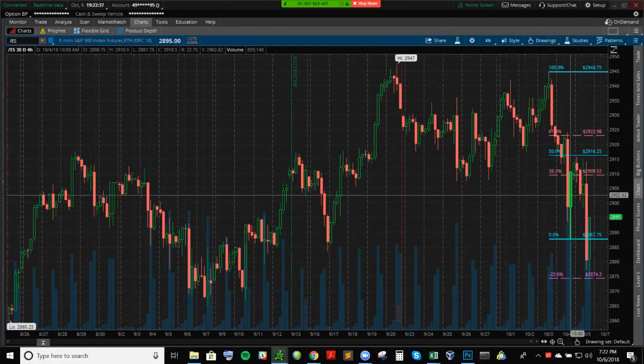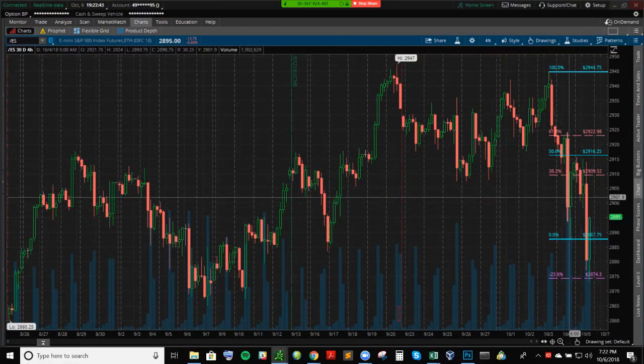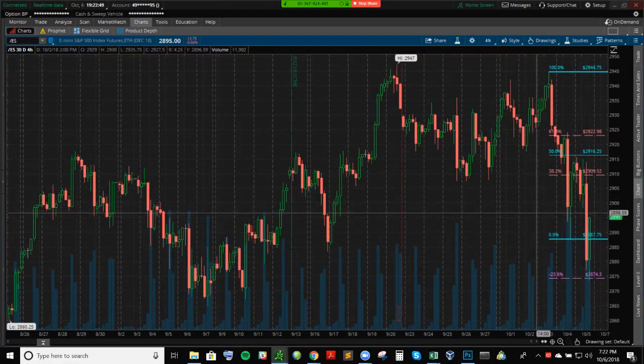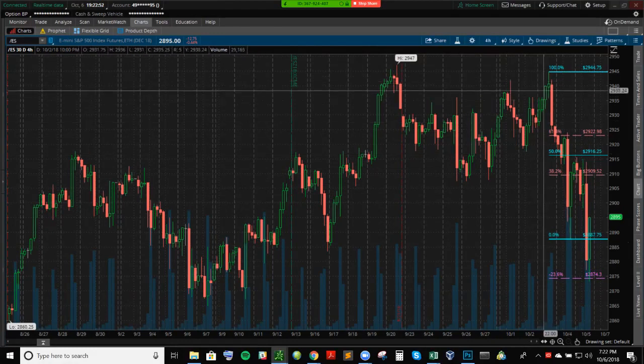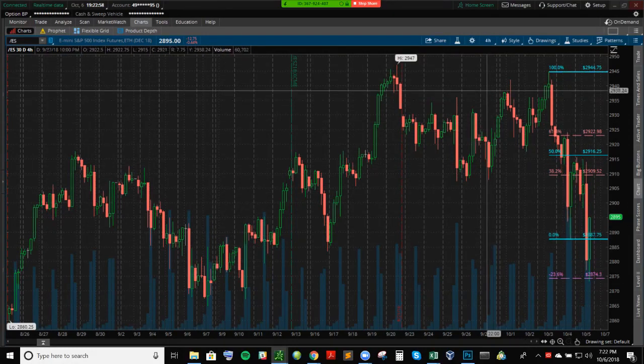drawing a fib is really helpful to keep you out of harm's way. Instead of going long in this area, obviously you would have got wrecked, especially if you weren't using stops. You would have been underwater significantly. But if you draw from their most recent move, I use the 4-hour. It's pretty good. Typically, I like to draw the 15-minute if I'm day trading.